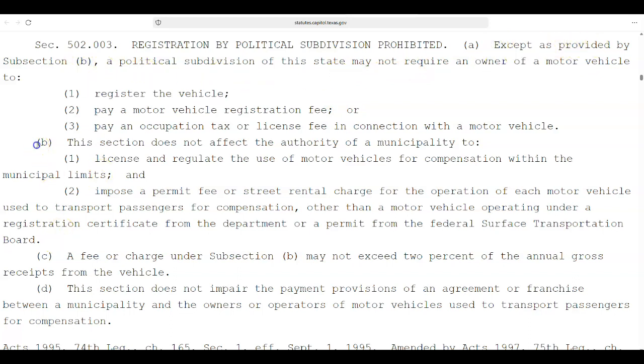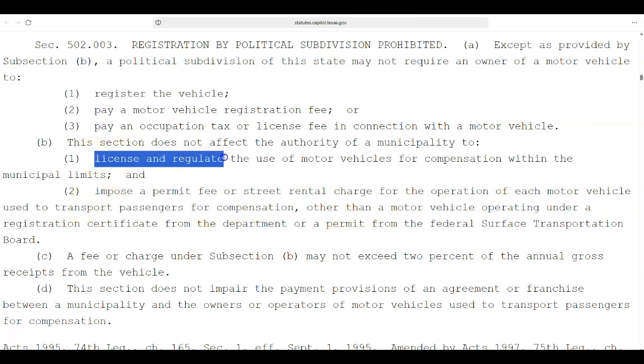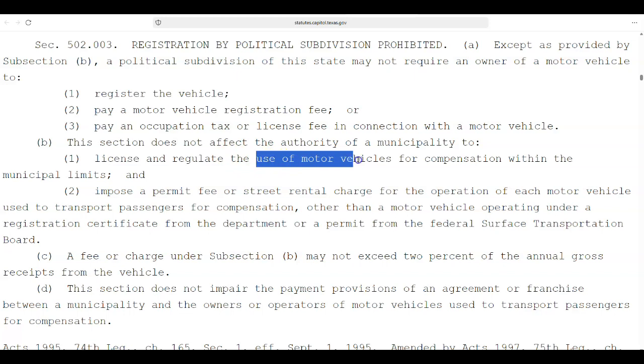Okay, subsection B. This section does not affect the authority of a municipality to 1. License and regulate the use of a motor vehicle for compensation within the municipal limits, and impose a permit fee or street rental charge for the operation of each motor vehicle used to transport passengers for compensation. Okay? They cannot license and regulate unless it's used for compensation. Okay? It's just that simple.